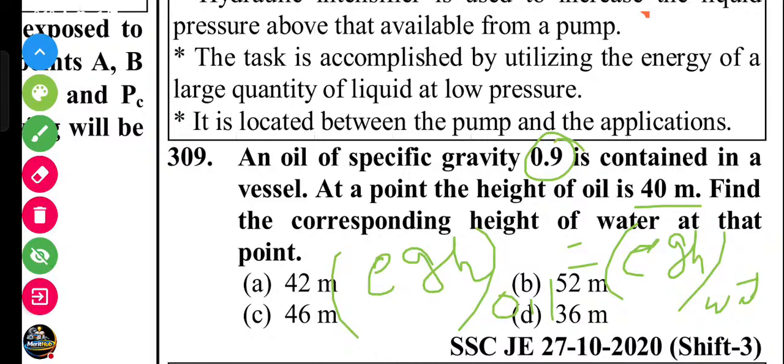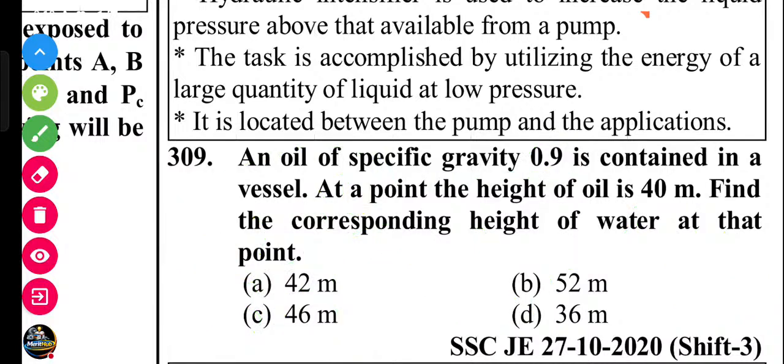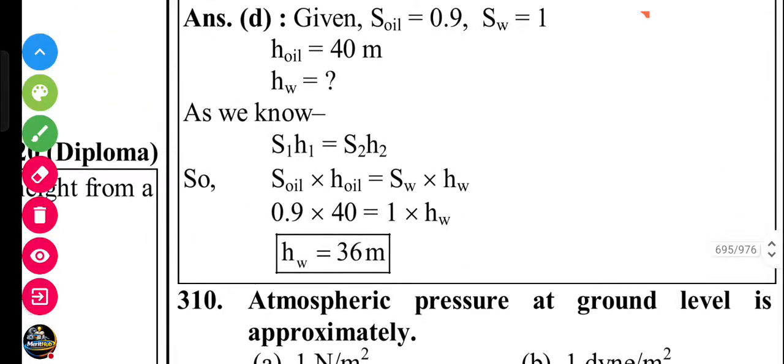Here we put the specific gravity of the oil as 0.9. Specific gravity means the rho g is 0.9. It's 0.9 into 40 divided by 9810, which is the specific weight of the water. You can get the answer. Let's check the answer. What is the answer? It's 36 meters.